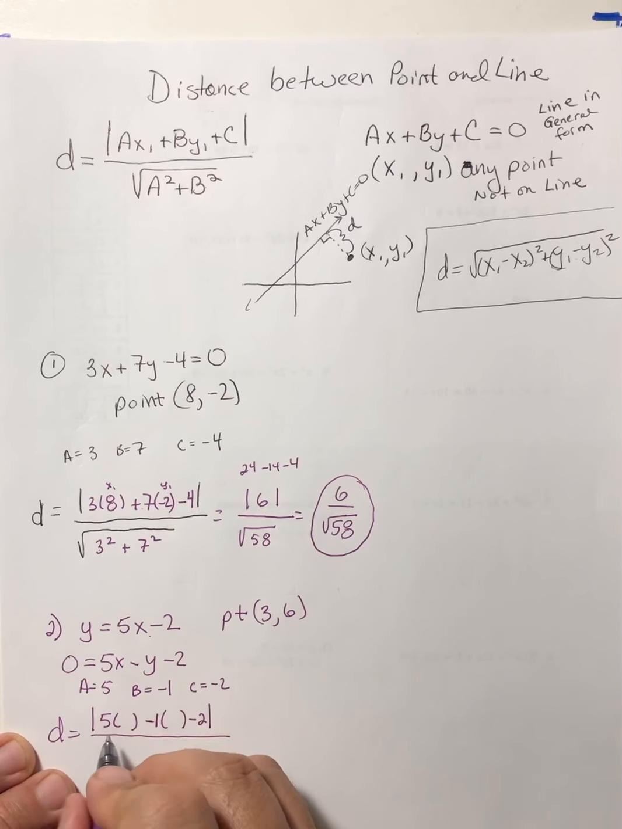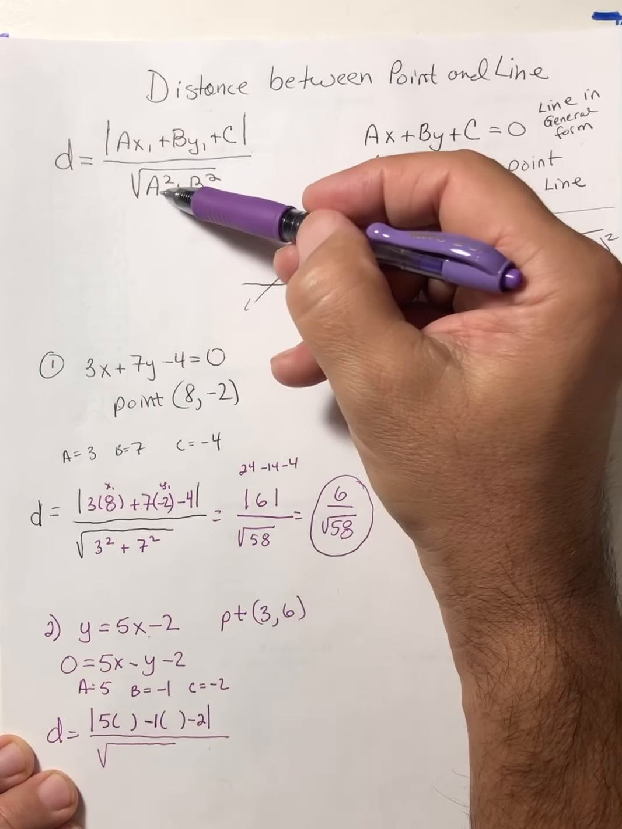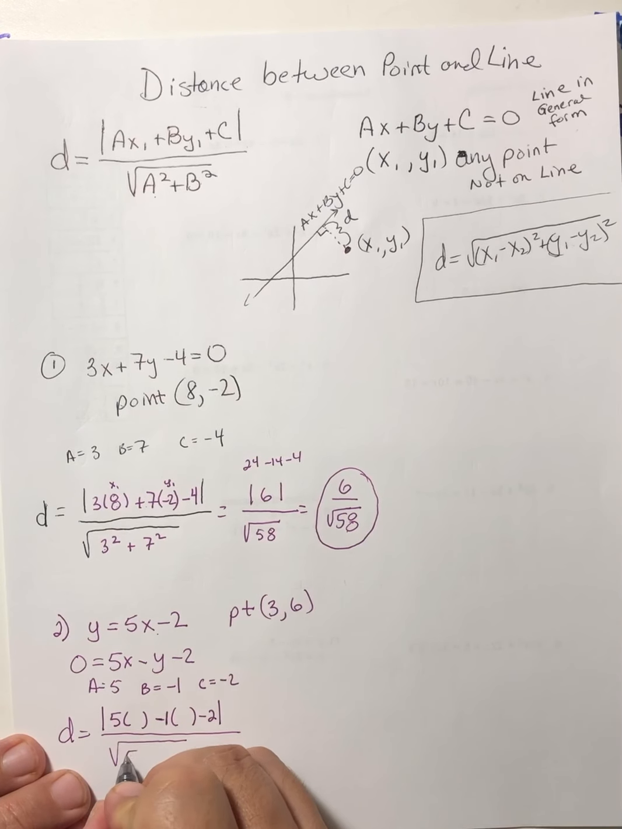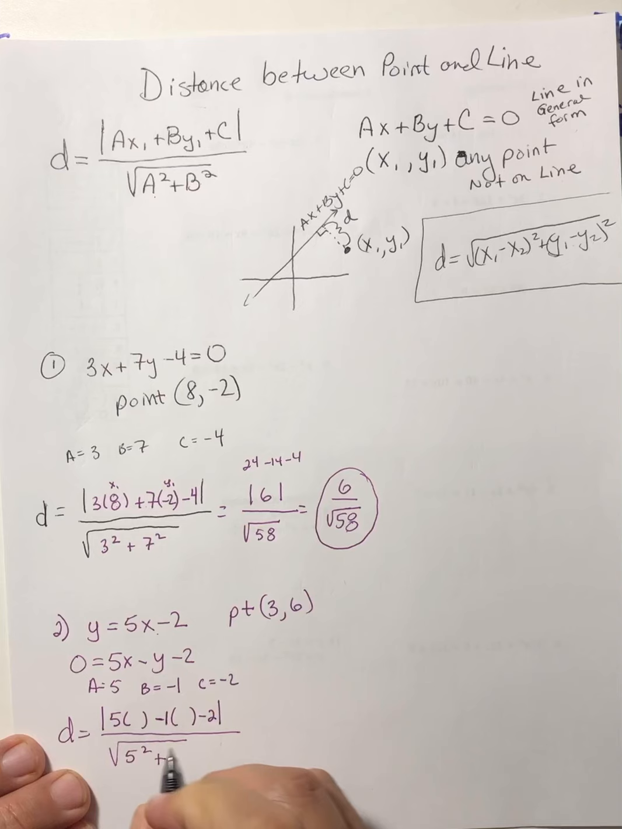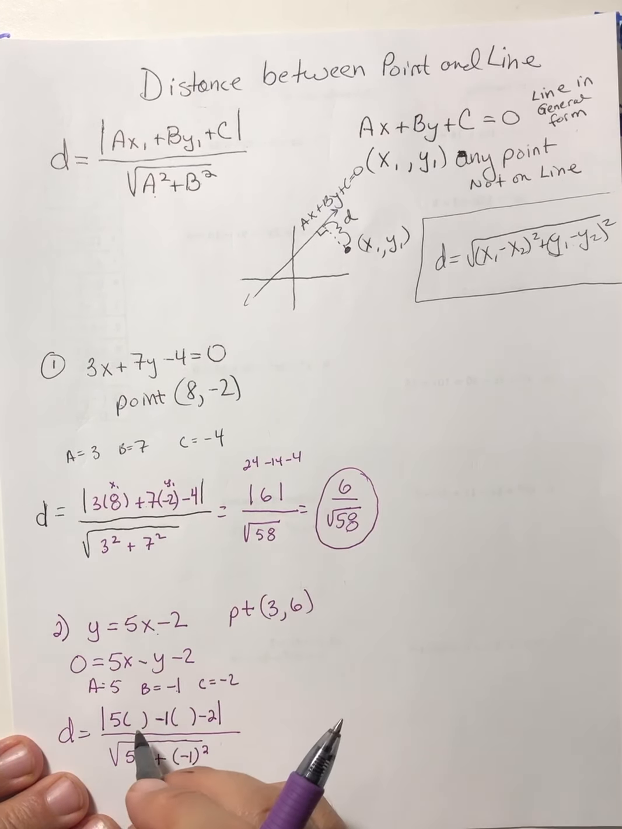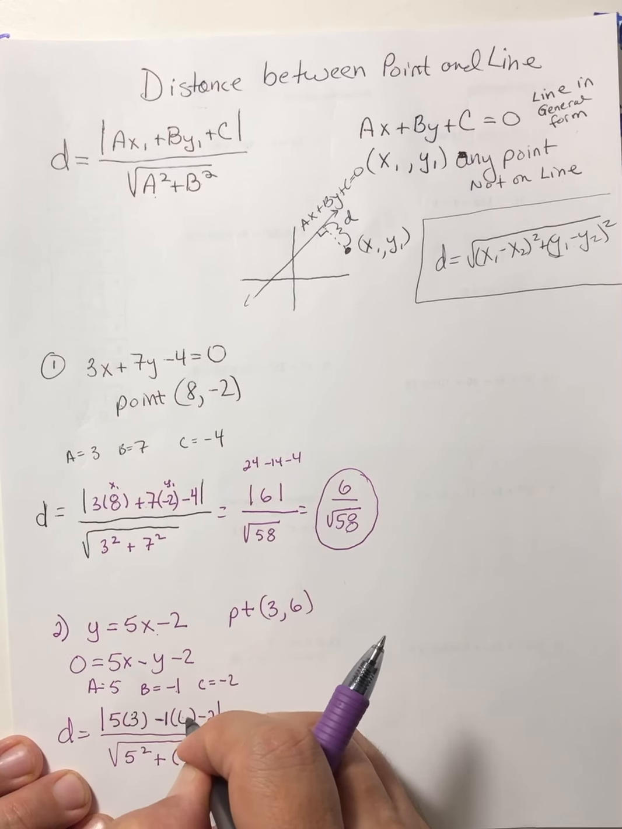All over the square root of, remember, a squared plus b squared. 5 is positive, so I'm just going to put 5 squared plus, but because b is negative, use parentheses. If you don't use parentheses, you're probably going to get it wrong. Be very, very careful. All right, so I'm going to fill in my x and my y. So I got a 3 and a 6.